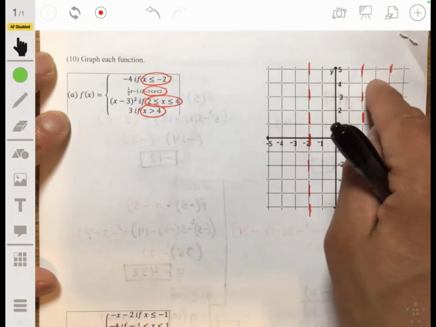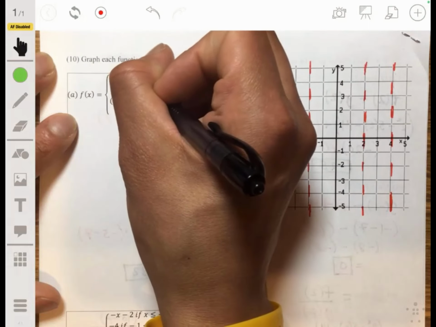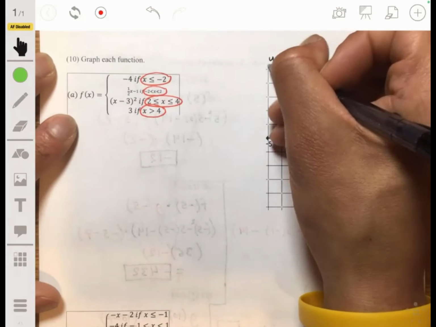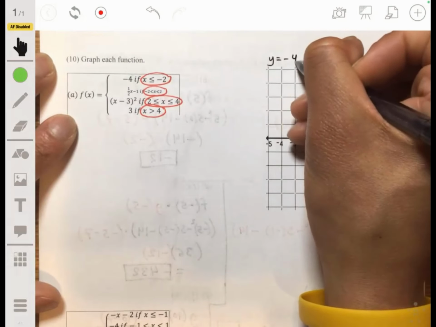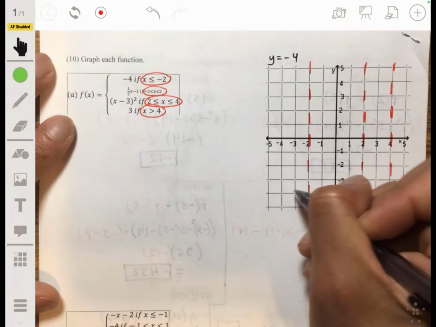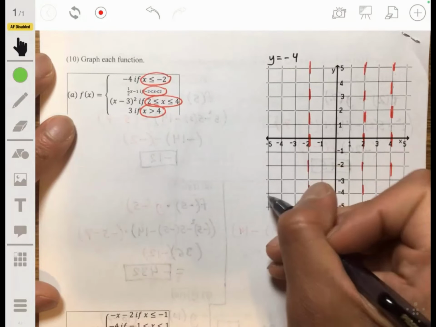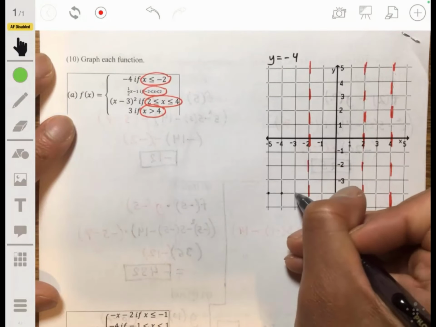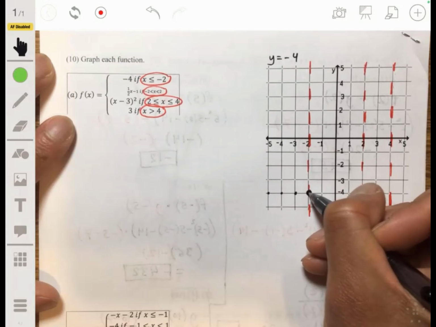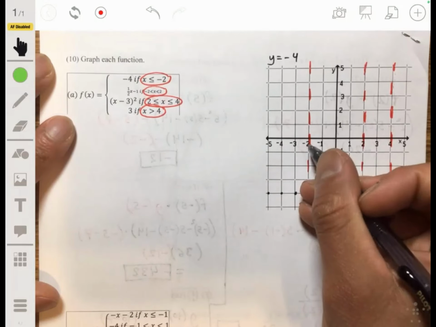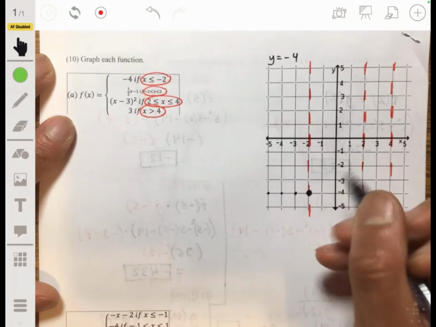So our first equation is basically y equals -4. Y equals -4 goes in here. This is going to be just a horizontal line at -4. So we're just plotting dots at -4, and we're saying less than or equal to -2. So we're going to have a closed circle at -2, -4. And this graph will just be like that.